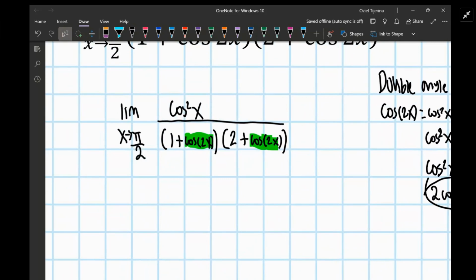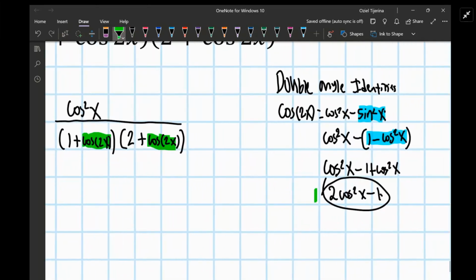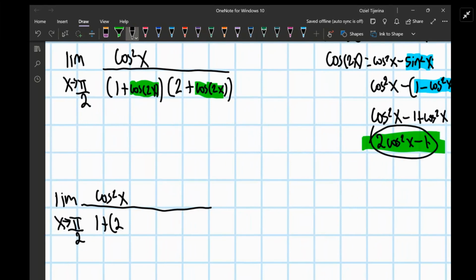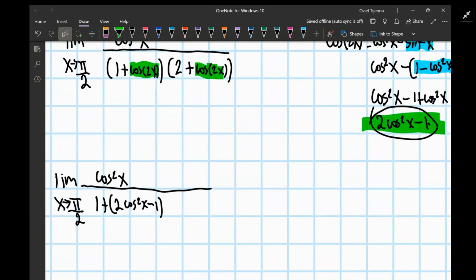So then we end up with the limit as x approaches pi over 2 of cosine squared x over 1 plus the quantity 2 cosine squared x minus 1, times 2 plus, and we're going to do it again, 2 cosine squared x minus 1.